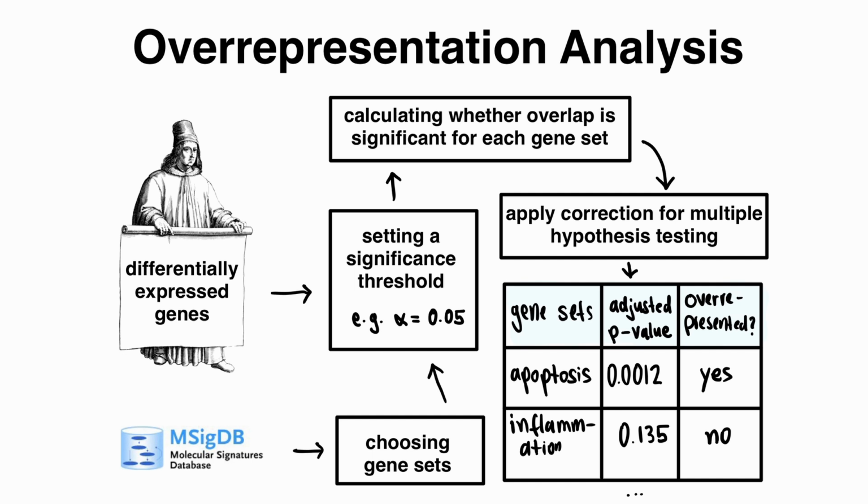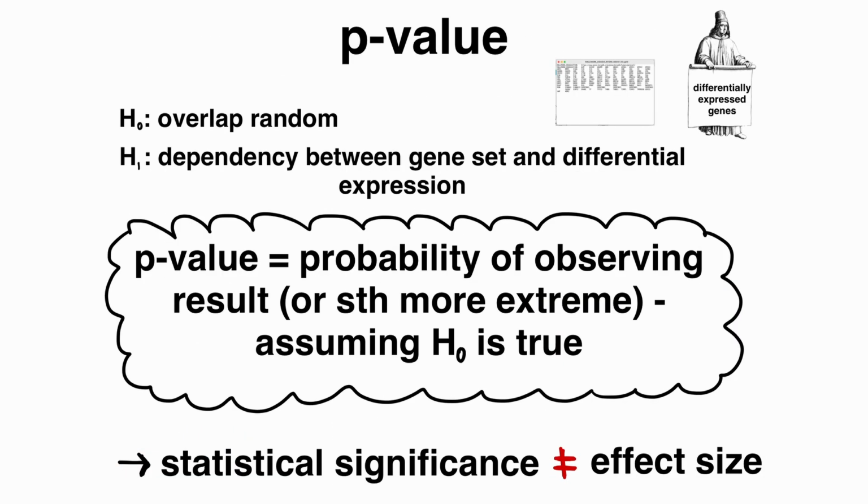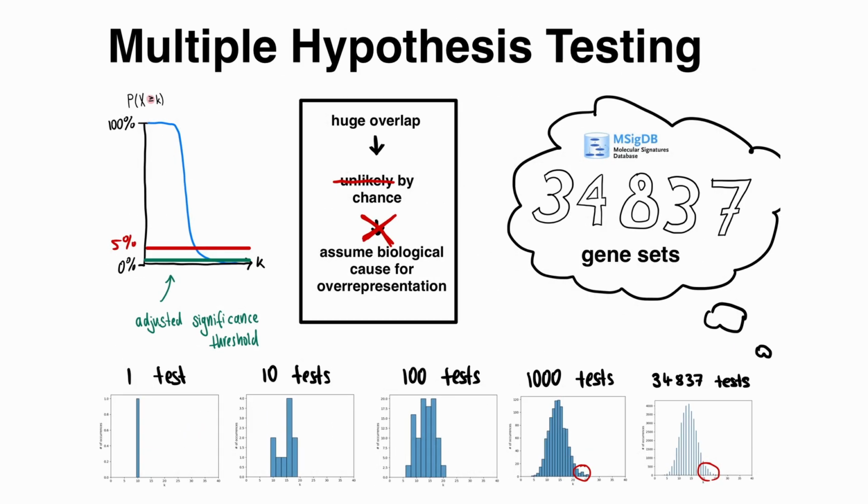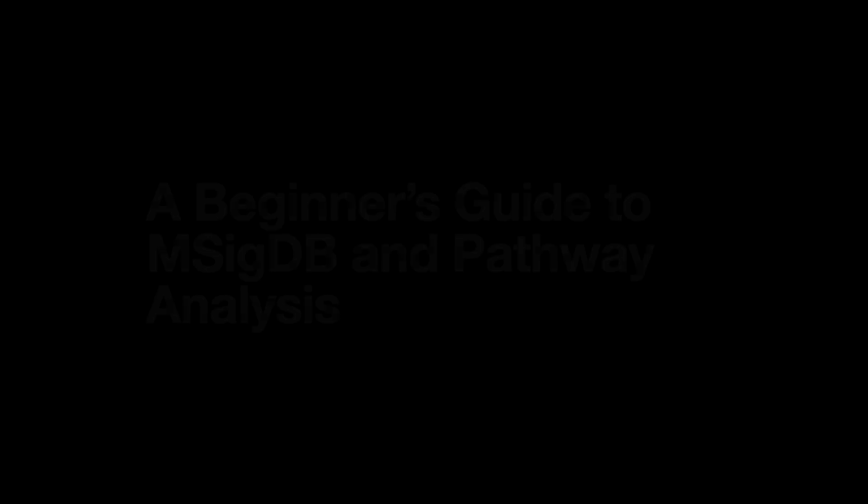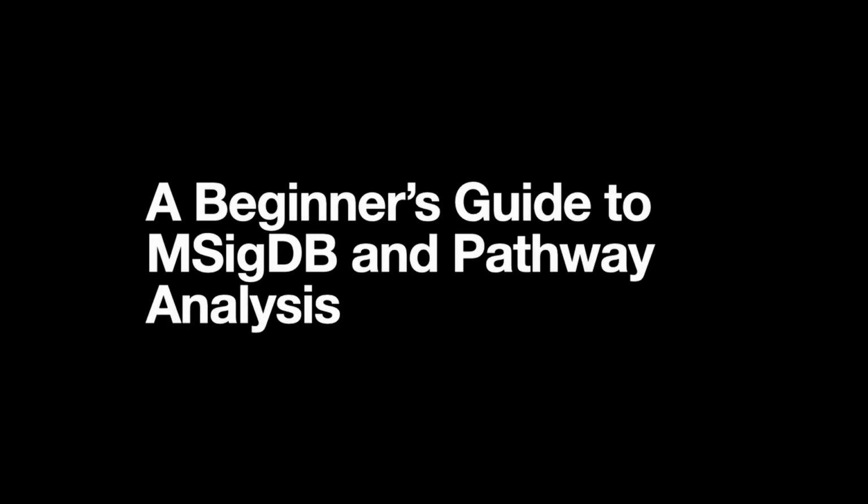When faced with a daunting list of differentially expressed genes, MSigDB helps us uncover the biological pathways that truly set your groups apart. We've peeled back the layers of overrepresentation analysis, demystified the p-value, and tackled the challenge of multiple hypothesis testing. With these tools in hand, you're ready to take your analysis further and extract meaningful insights from your data. Of course, this is just the beginning.